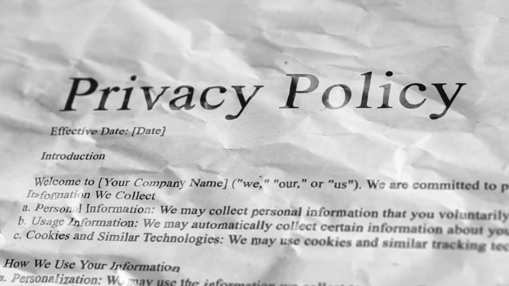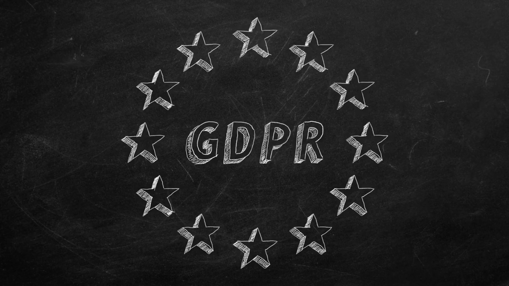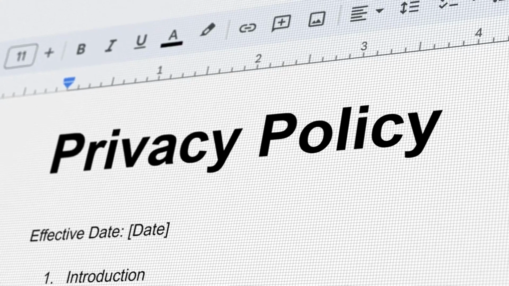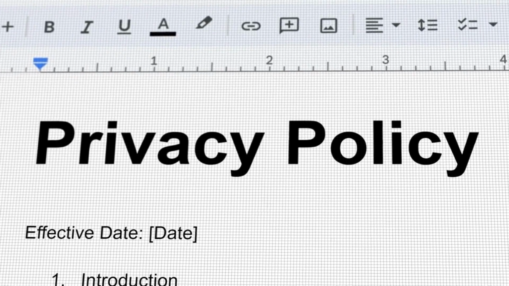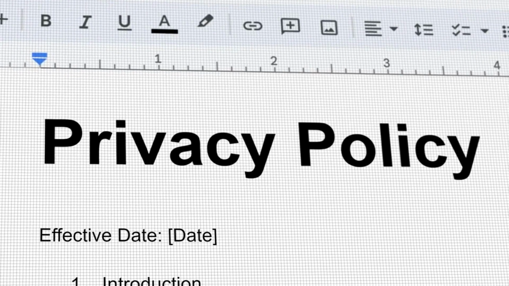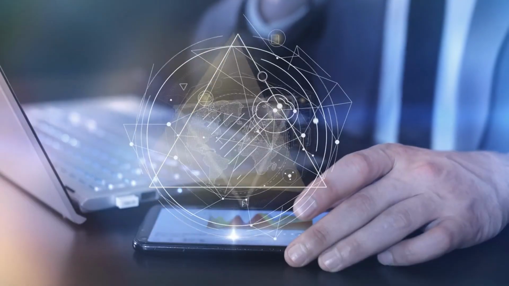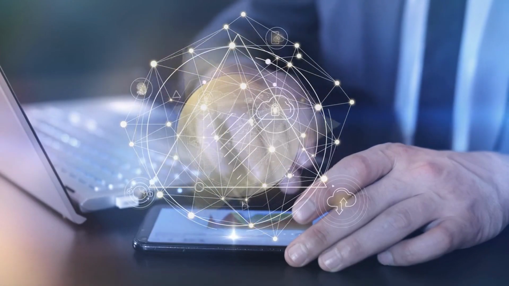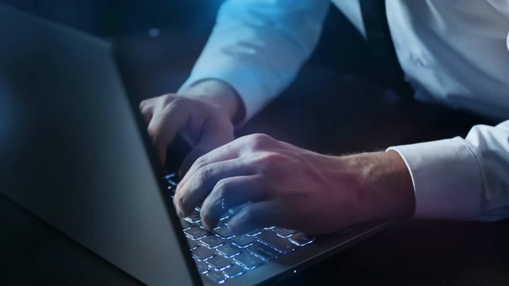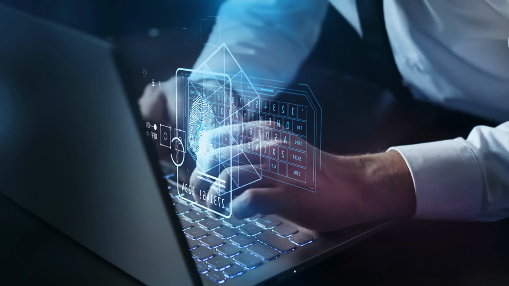Data subjects' rights. GDPR places significant emphasis on the rights of individuals, referred to as data subjects. These rights include the right to access their personal data, rectify any inaccuracies, request data erasure, the right to be forgotten, and restrict the processing of their data. Data subjects also have the right to data portability, allowing them to transfer their data from one service provider to another. Additionally, individuals have the right to object to the processing of their data in certain situations.